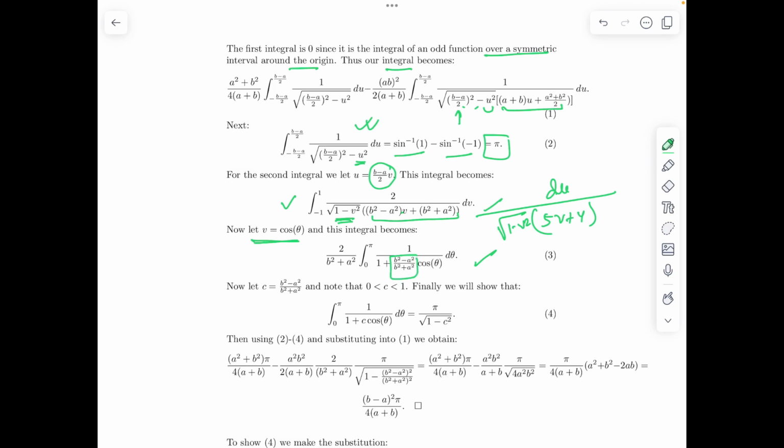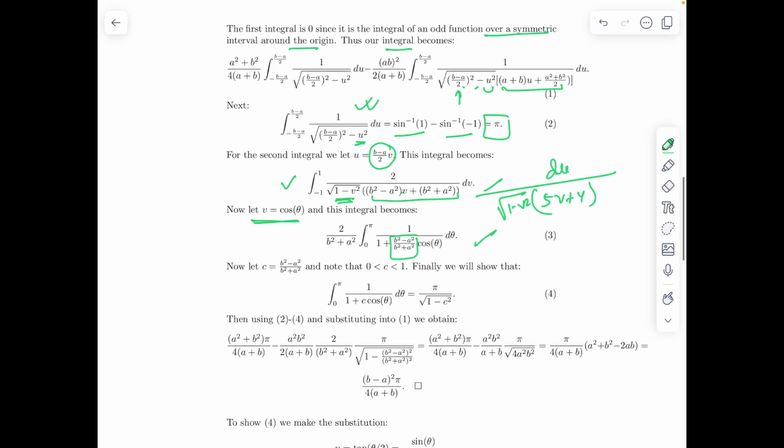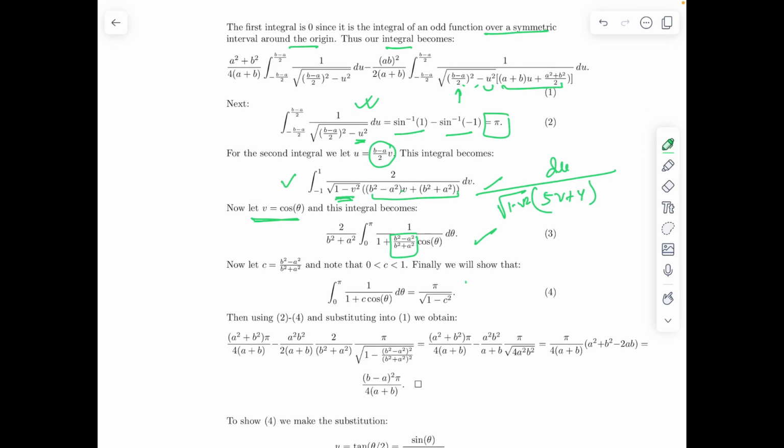Now again we can assume this as a constant. So basically we have 0 to pi, 1 plus c cos theta d theta, this is it. Now that's not very difficult to see. So finally we need to see how this integral is evaluated.